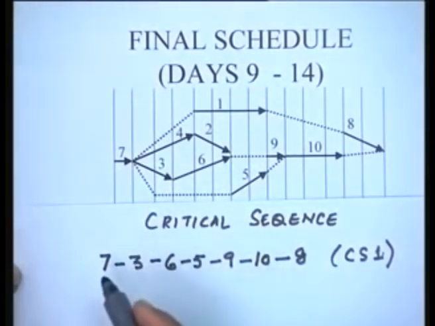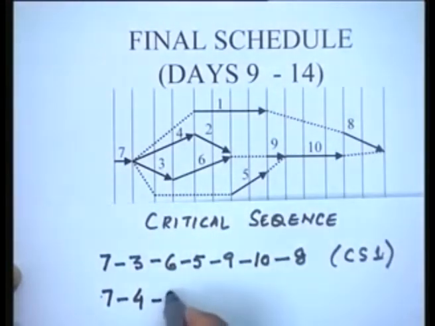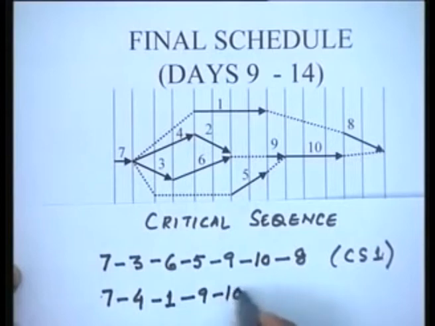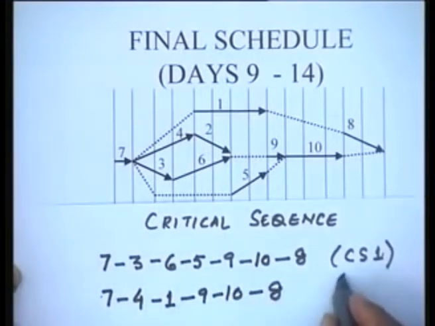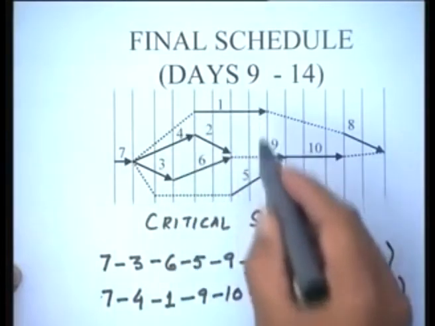Another way of going is you could have, say, 7, 4, and then you can go to 1, and from 1 you can go to 9, you can go to 10, and then you can go to 8. So this is critical sequence 2, right? For the same problem, I could have gone like this.